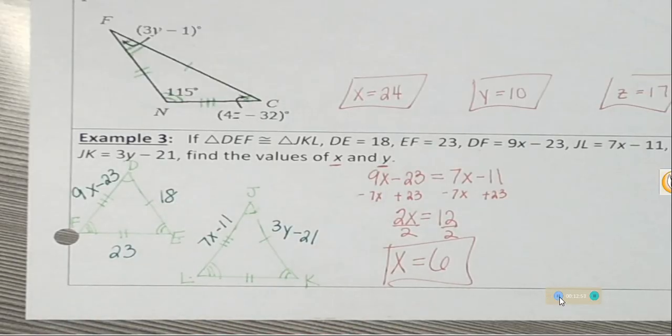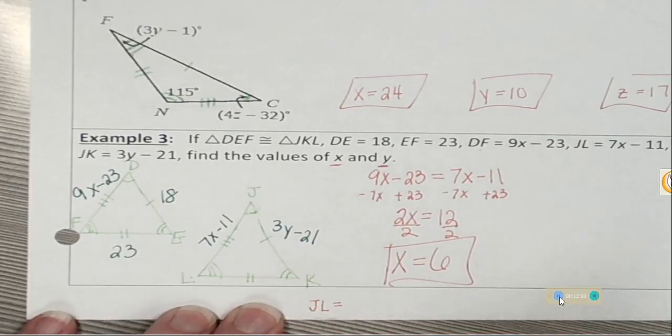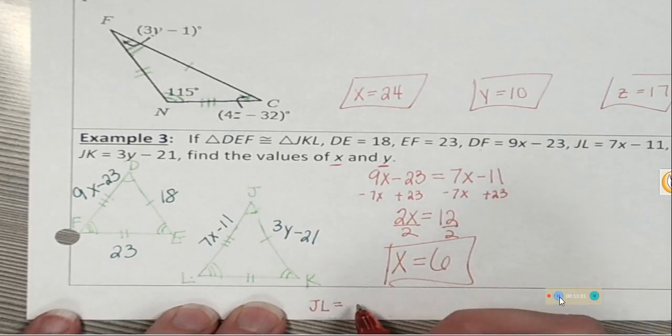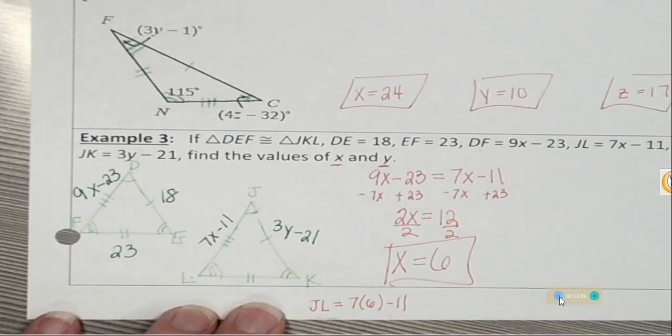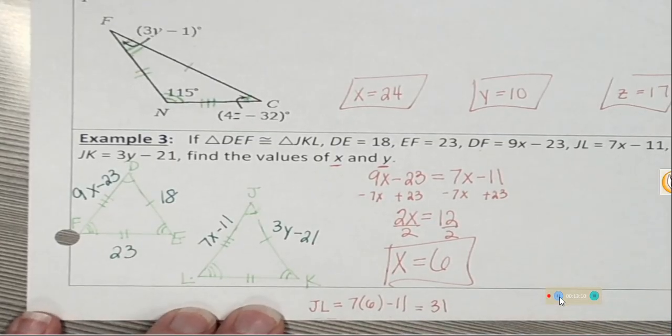What would you do if I asked you to find the measure of JL? Plug it in. So it's 7 times x minus 11. So 7 times 6 minus 11. If I asked you that, you would tell me it was 31. Now, technically, I didn't ask you that. I'm going to ask you something like that in a little bit.